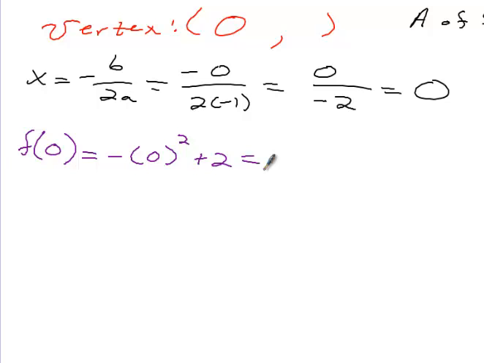Okay? So when we evaluate here, we start with our parentheses, so there's nothing to do inside. So exponents, what's 0 squared? 0. What's negative 1 times 0? And then plus 2, and what's 0 plus 2? 2, so that is the y-coordinate to my vertex. Everybody good?